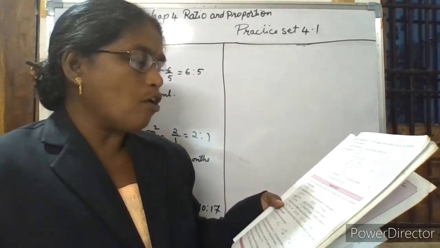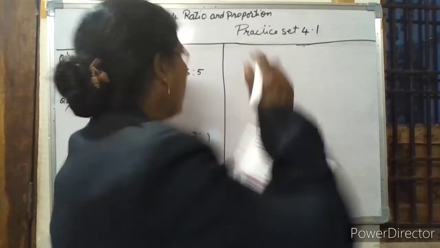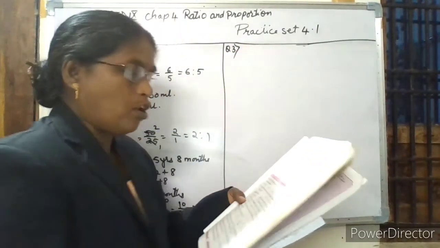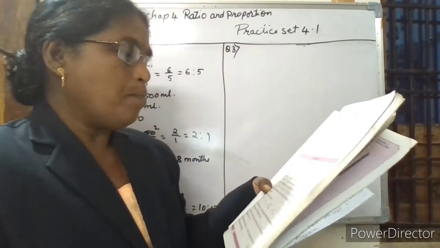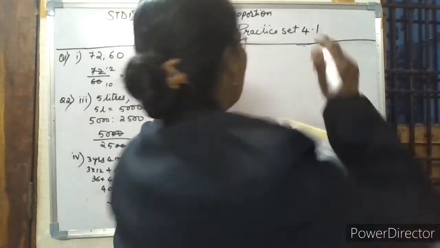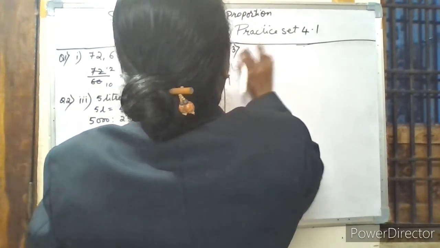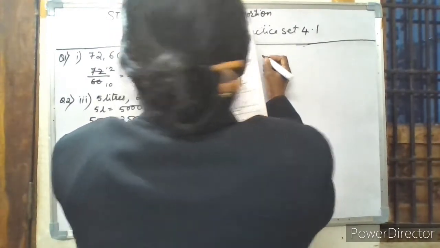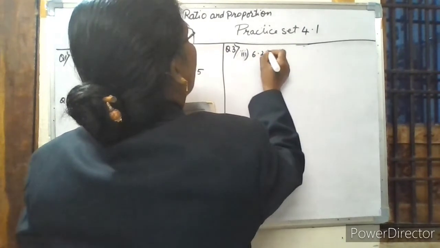Express the following percentages as ratios in the reduced form. Percentage, like the third question. Go to the third question. The remaining is your homework. The third question is 6.25 percent.